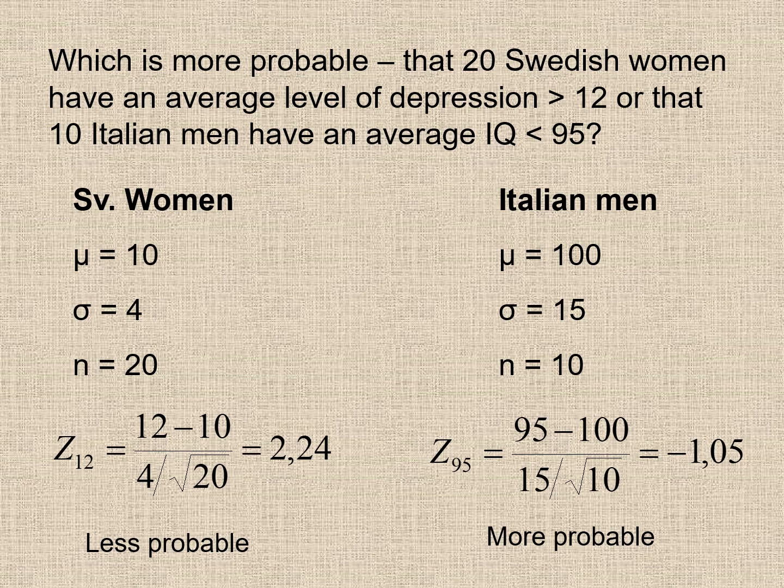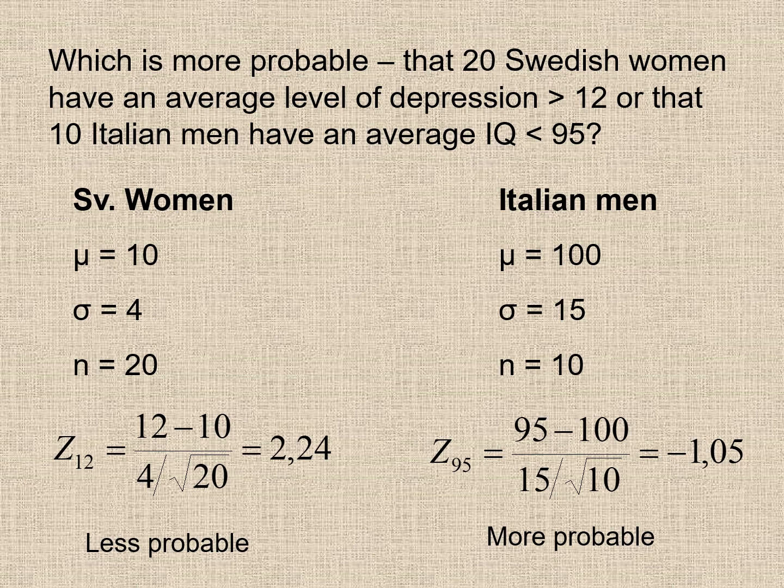So now we ask ourselves which outcome is more probable: that 20 randomly selected Swedish women have a sample mean on depression that is above 12, or that 10 randomly selected Italian men have a sample mean on IQ that is less than 95. In order to answer this question, to make the comparison, we transform these values 12 and 95 to zeta scores.